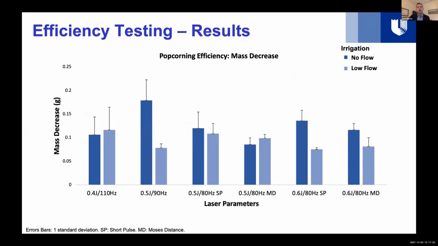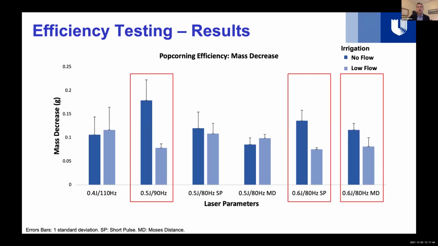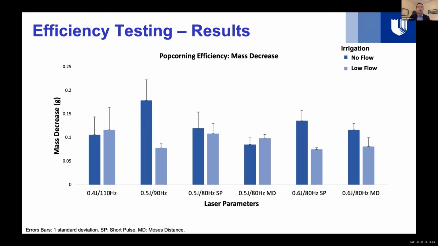Here are some results. The vertical axis is mass decrease after lithotripsy, which was one of our measures of efficiency. Dark bars are lasering with no flow, and light bars with low flow. First, at higher power settings, efficiency was better with no flow. At lower power settings, this relationship was less clear. Second, the overall most efficient setting was 0.5 joules and 90 hertz with no flow. And of all laser parameters tested at low flow, 0.4 joules and 110 hertz was most efficient.